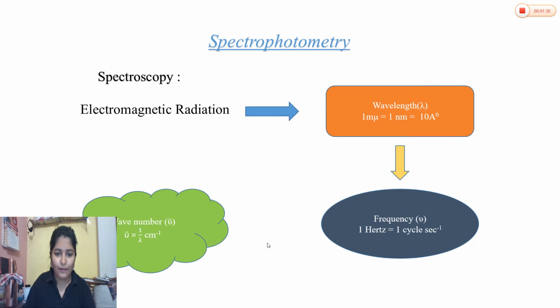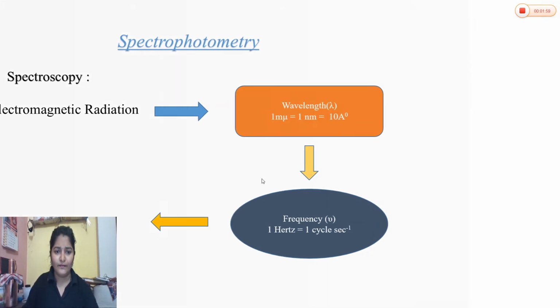Then the third important term is the wave number, which is denoted by mu bar, and it is defined as the number of waves per centimeter in vacuum. So mu bar is equal to 1 upon lambda, which is measured in centimeter inverse, and this wave number is exactly inversely proportional to the wavelength. So we can write here 1 upon lambda.